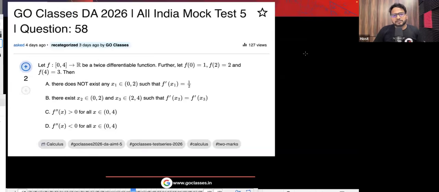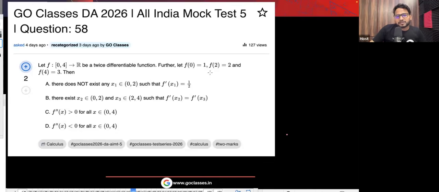So now let's see this question. This was related to calculus. In this question, they are saying that f is a differentiable function from 0 to 4 to the real numbers. Now f(0) and f(2) are given, and similarly f(4) is also given. And then they're asking something about f dash x1, where x1 is either from 0 to 2, or it could be from 0 to 4 also, or 2 to 4 also.